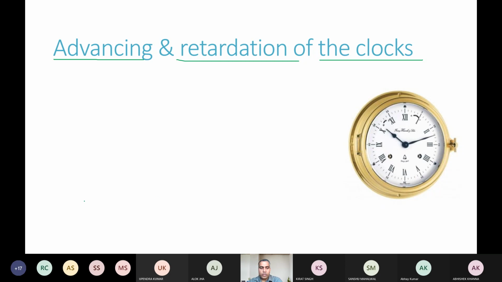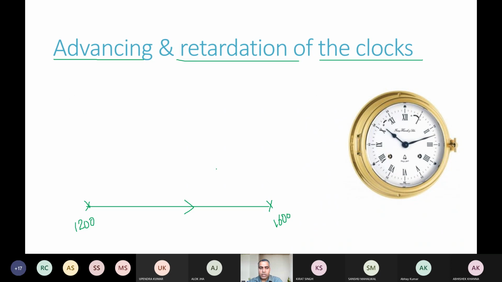So let us say you are going from point A to point B, moving like this. Let's say they tell you you started off from point A at 1200 hours and you reached point B at 1600 hours.